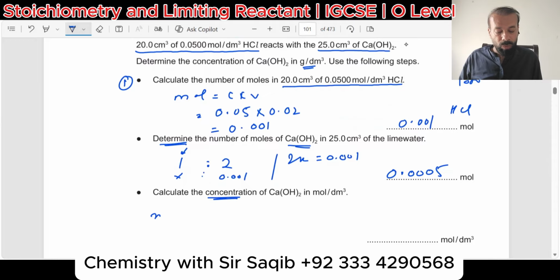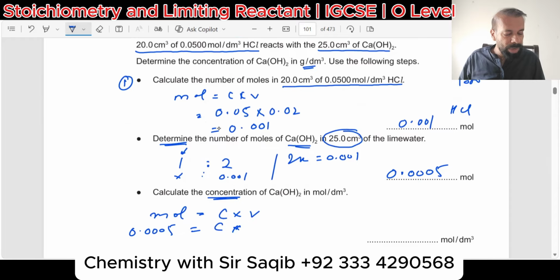And now concentration, this is mole. Calculate concentration. So for concentration, mole is equal to C times V. How many moles have you calculated? 0.0005. C is to be calculated, and volume is mentioned in your statement, that is 25 cm cube. So 25 over 1000 because you need it in dm cube. So what will be C?